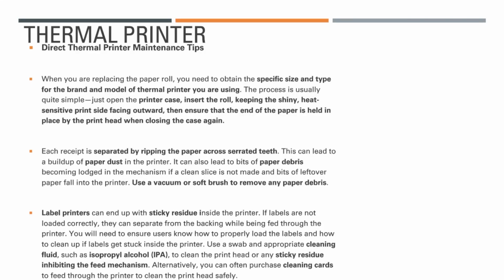Direct thermal printer maintenance tips. When you are replacing the paper roll, you need to obtain the specific size and type for the brand and model of thermal printer you are using. The process is usually quite simple. Just open the printer case, insert the roll, keep the shiny, heat-sensitive print side facing outward, then ensure that the end of the paper is held in place by the printhead when closing the case again.